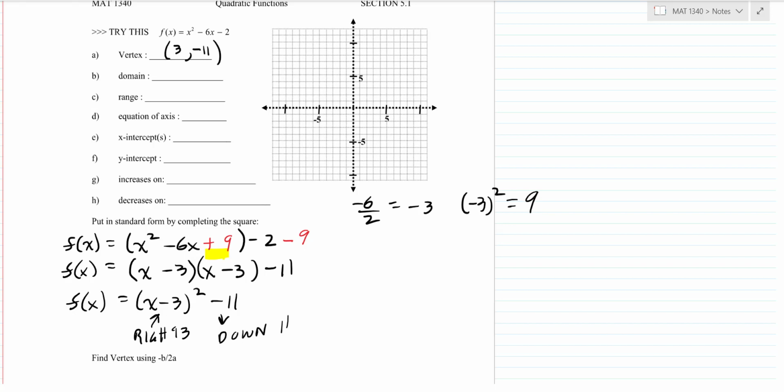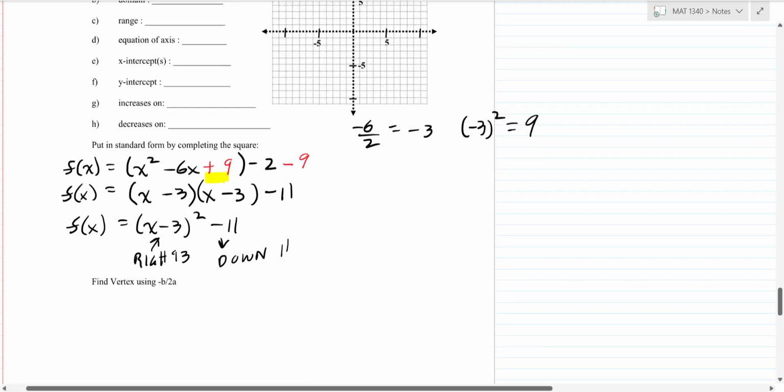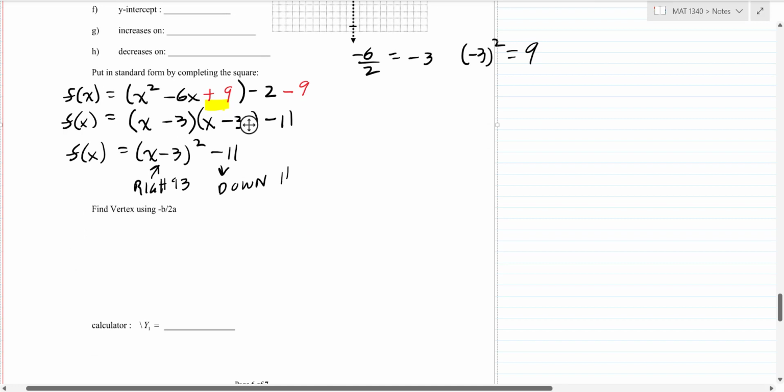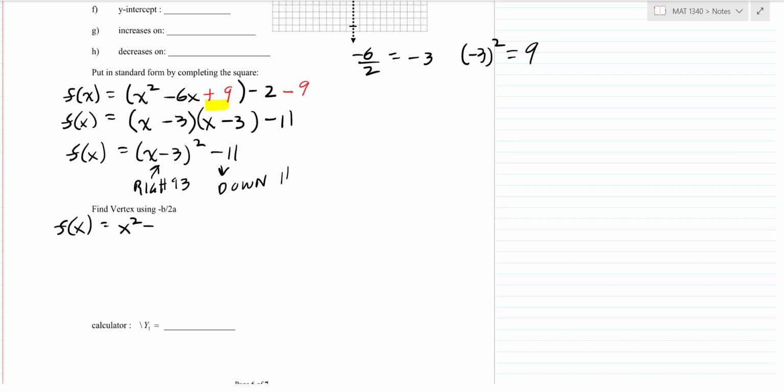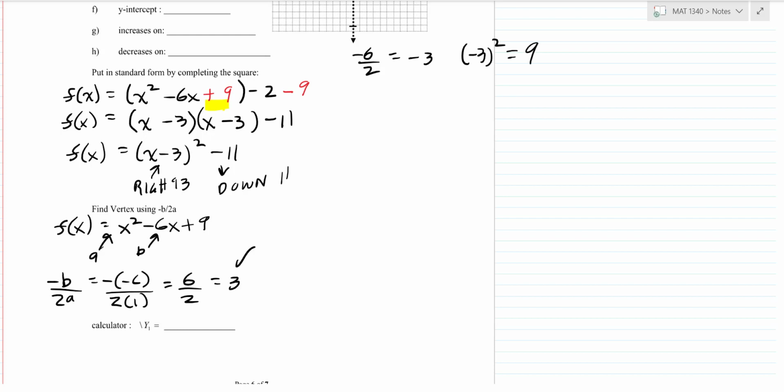Okay, let me go over the -b/2a part. And that's a little bit easier. So again, you have f(x) = x² - 6x + 9. b is -6, a is 1. So when you do -b/2a, you're going to have 6 over 2 times 1. That'll be 6 over 2. So that gives 3. Okay, so we're going to get 3 for our vertex x value.